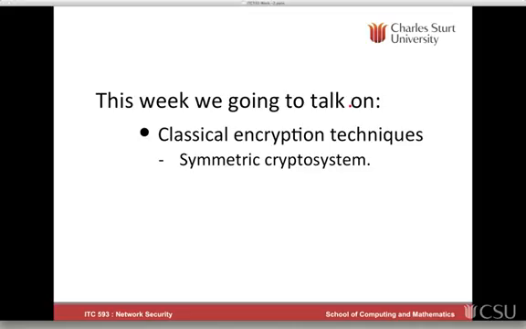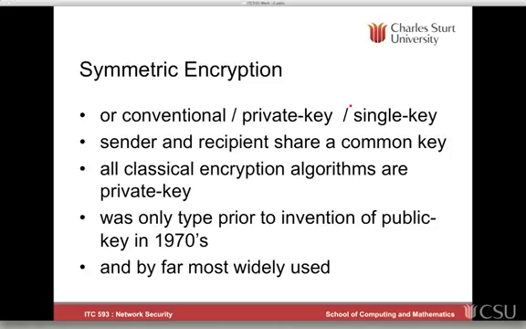We will focus in particular on the symmetric crypto system. Symmetric crypto system is also referred to as conventional encryption or single key encryption. It was the only type of encryption in use prior to the development of public key encryption in the 1970s. It remains by far the most widely used of the two types of encryption.